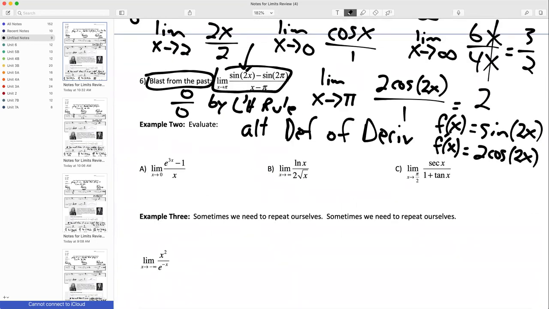The limit as x goes to 0 of e to the 3x minus 1 over x. So I plug in 0, I get e to the 0 minus 1 over 0. E to the 0 is 1. So I end up with an indeterminate form, 0 over 0. So L'Hopital's rule applies. I've got the limit as x goes to 0. I'm going to take the derivative of the numerator, which is 3e to the 3x. Derivative of the denominator is 1. I plug in 0 for x and I end up with 3e to the 0 over 1. And e to the 0 is 1. So the value of this is 3.